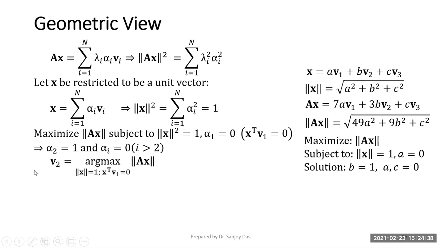In other words, v2 equals argmax of the L2 norm of Ax, under the constraint that x must be a unit vector and it must be orthogonal to v1. So we are looking for a unit vector that's orthogonal to v1 that would maximize the length of the projection Ax. And the solution is v2. x is v2.